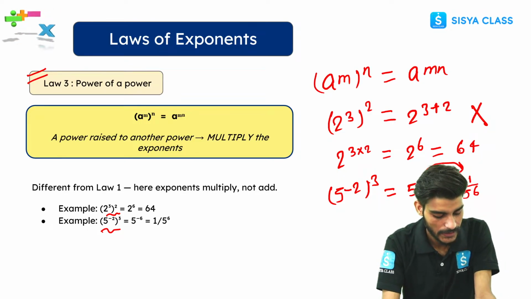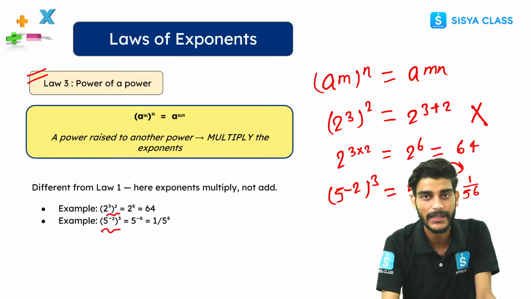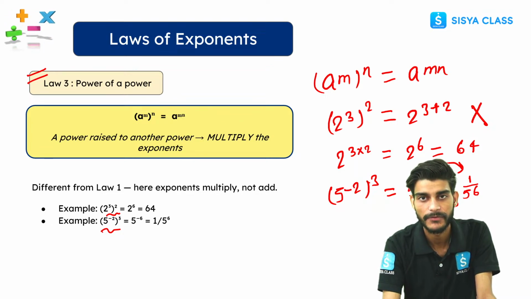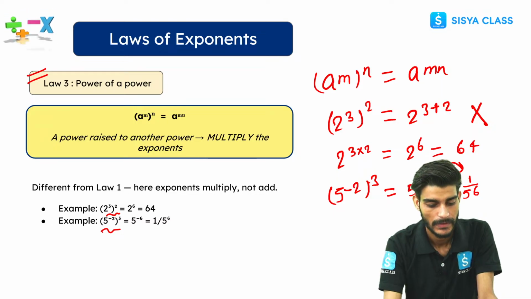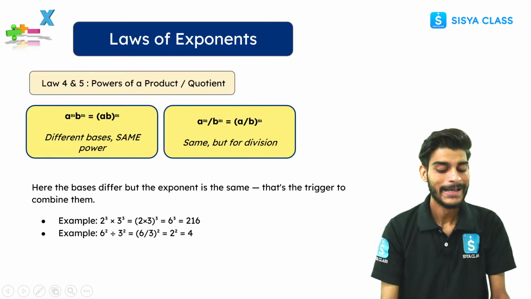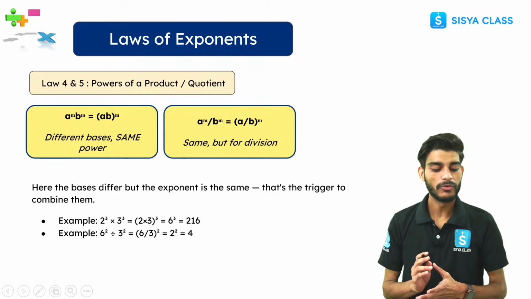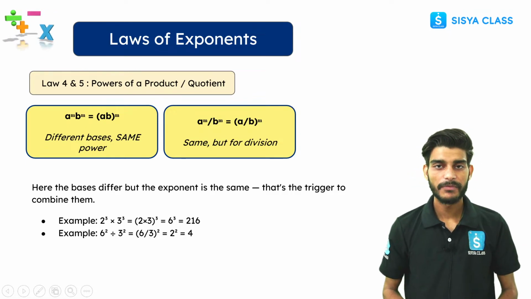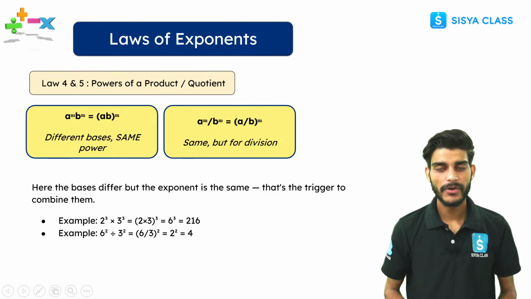So this was the third law. Till now we have covered 3 laws: product law, quotient law, and the powers of a power. I hope there are no doubts. Next are the combined 2 laws, law 4 and law 5: powers of a product and powers of a quotient.